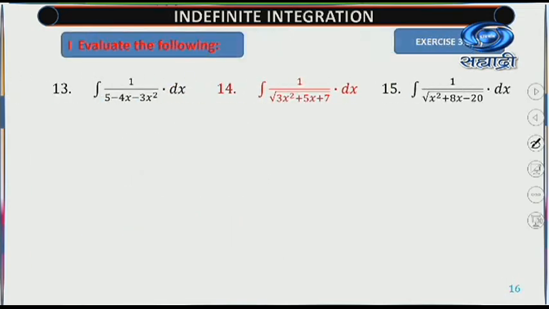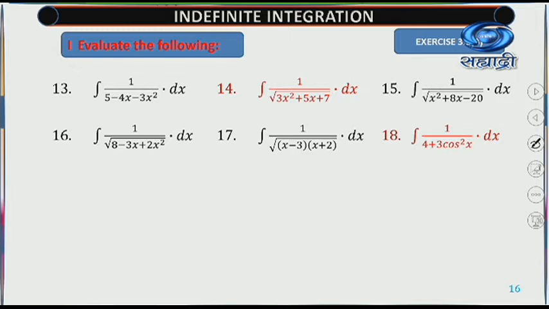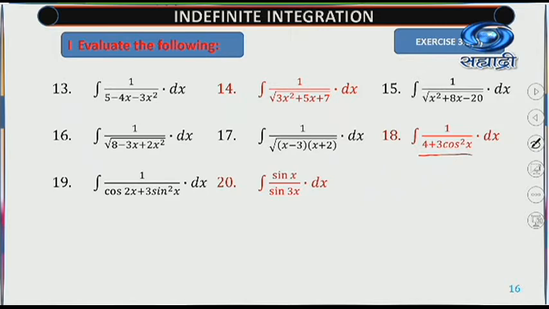Next examples are, look at here. One is integral 1 upon root of 5 minus 4x minus 3x square. Then you have the same quadratic inside the root sign, and we have discussed what will happen if there is a quadratic inside the root sign. So that type of example we will take and simplify. Then you have examples based on cos square. Then you have the example sin x upon sin 3x dx. Okay, so this type of examples we are going to solve.